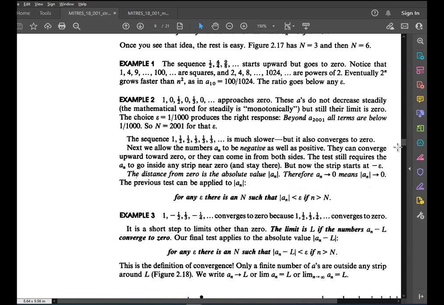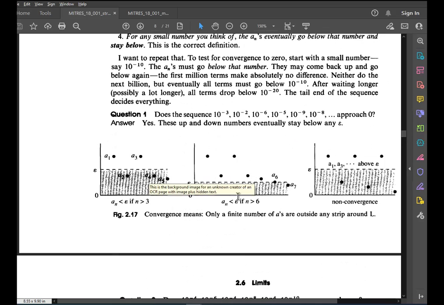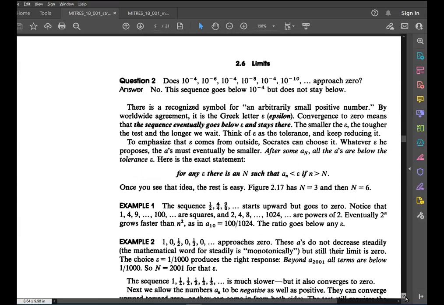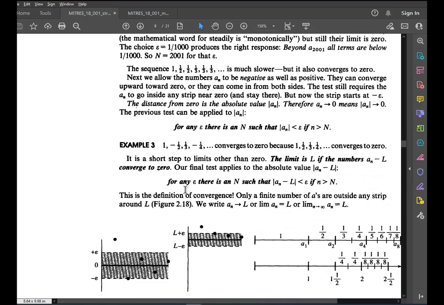And what that means is that basically, instead of having a stick that you go below, you actually have a strip that you go inside. Eventually, the sequence gets inside the strip, and you can choose smaller and smaller strips. All right, so that's what limit means. Okay, so you have that intuition, and then here's the formal definition. For any epsilon greater than 0, there is N such that the absolute value of an minus L is less than epsilon if n is greater than N.